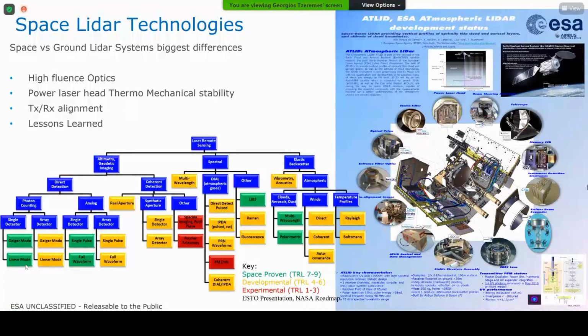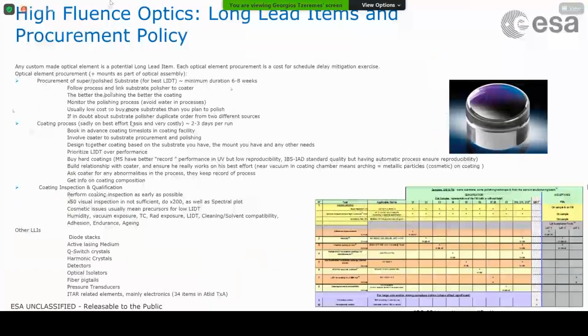In the next part of the presentation, I will focus primarily on the 4 domains which I consider to be very different from ground systems, which are the high fluence optics, the thermomechanical stability, the alignment, and some lessons learned. For the high fluence optics, we could spend at least a week discussing this subject, because it's the most critical difference between ground systems and space systems. And it is happening because of 3 reasons.